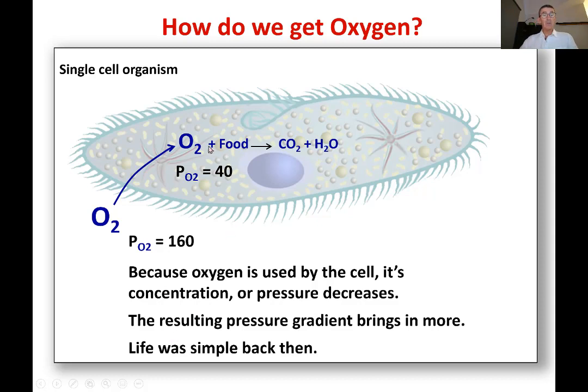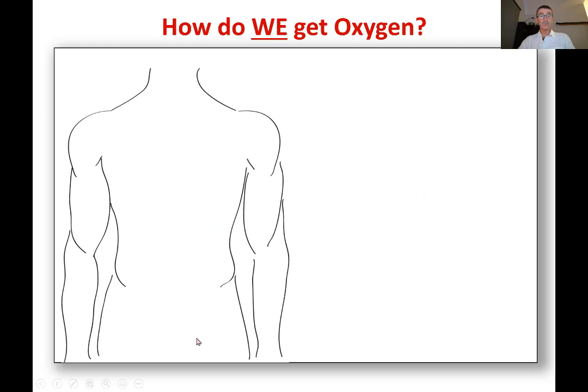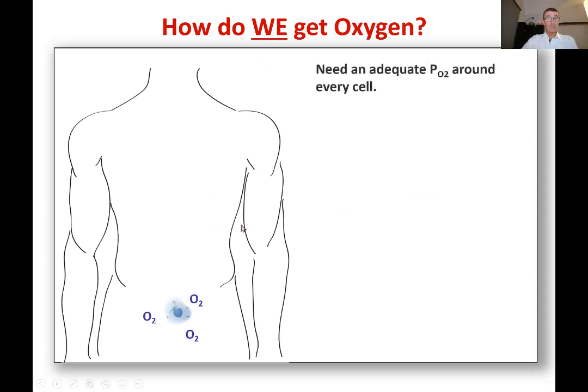So life was very simple then. As the cell used more oxygen, the oxygen pressure in the cell would drop and more oxygen would come in. It could do whatever it wanted because there's a massive supply of oxygen around it in the water that it's swimming in. Life is very simple. It's more complicated for us. How do we get oxygen? We still have cells that need oxygen.